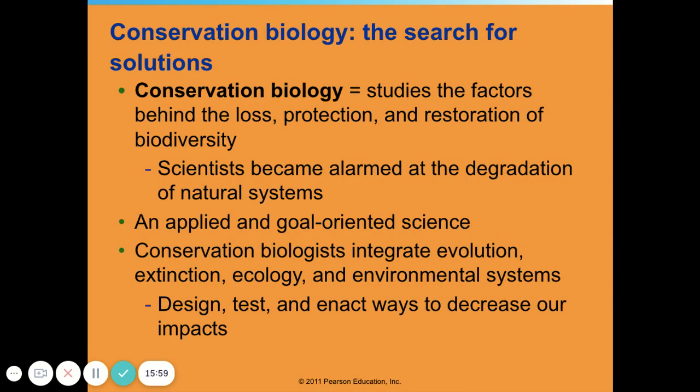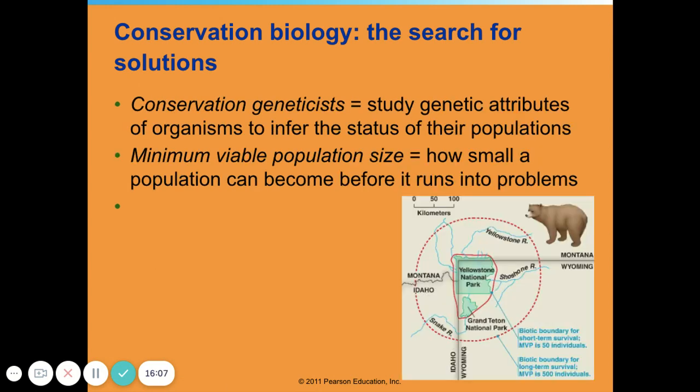If you have a passion for preserving biodiversity, conservation biology might be a field that you would want to look into. Some conservation biologists specialize in genetics, looking at the minimum viable population size, or how small a population can get before it's too small, which is what they did with the condors.